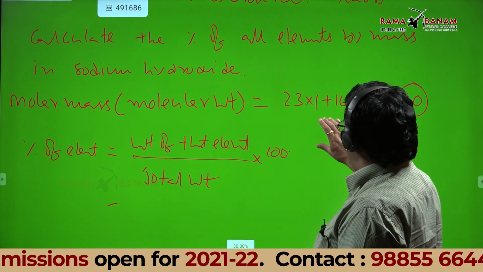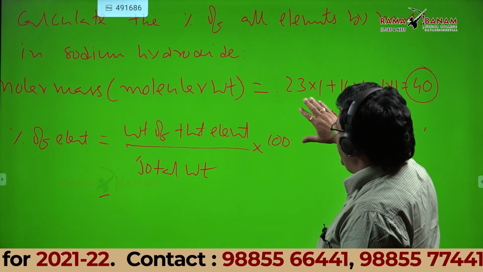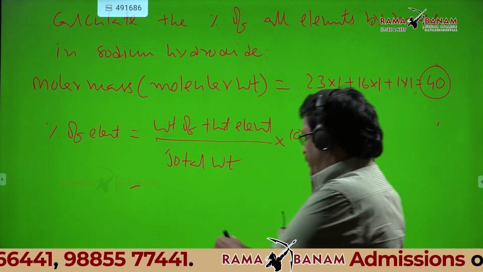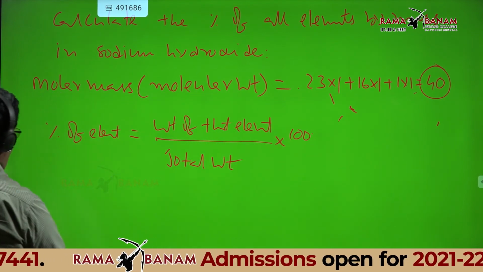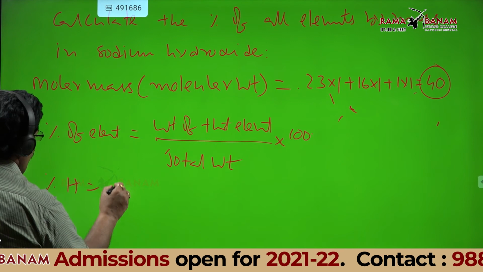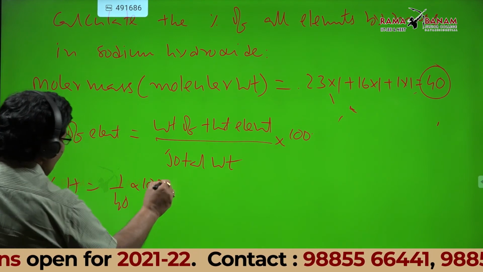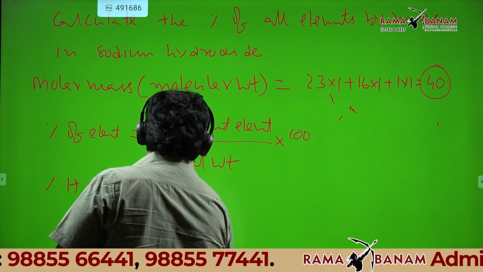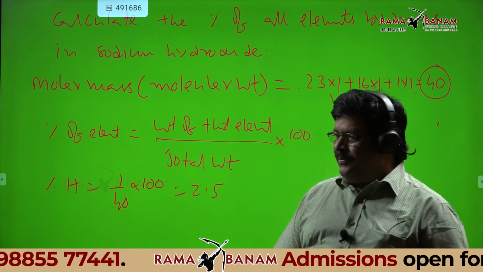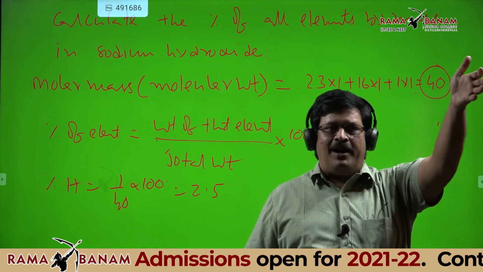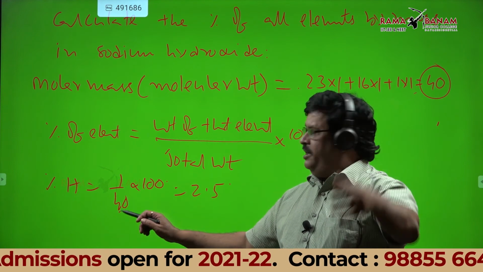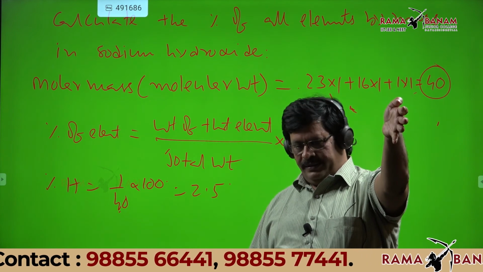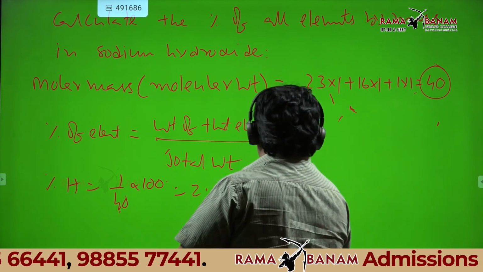First I will calculate hydrogen. Percentage of hydrogen. Is it okay? Yes, sir. Hydrogen is 1 by 40 into 100, right? So it's 2.5. Why is it 1 by 40? 40 is the total weight, 1 is the weight of hydrogen. Students, is it okay? Yes, sir. Then calculate the percentage of oxygen.